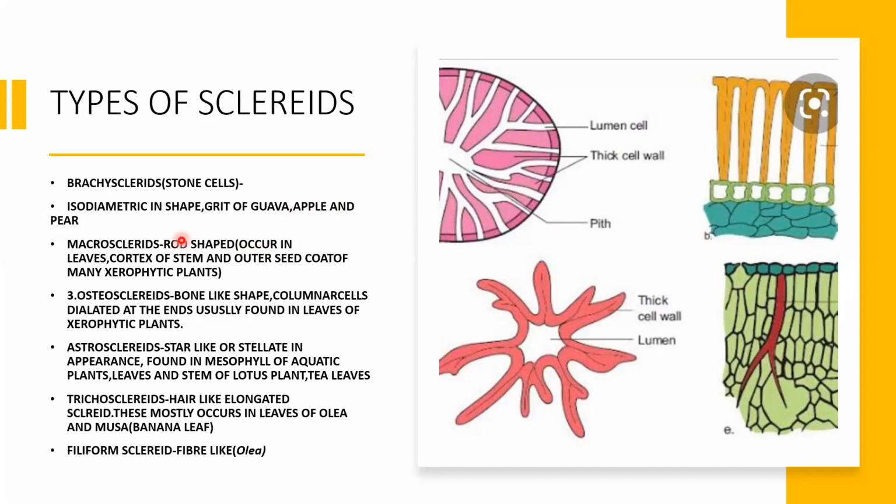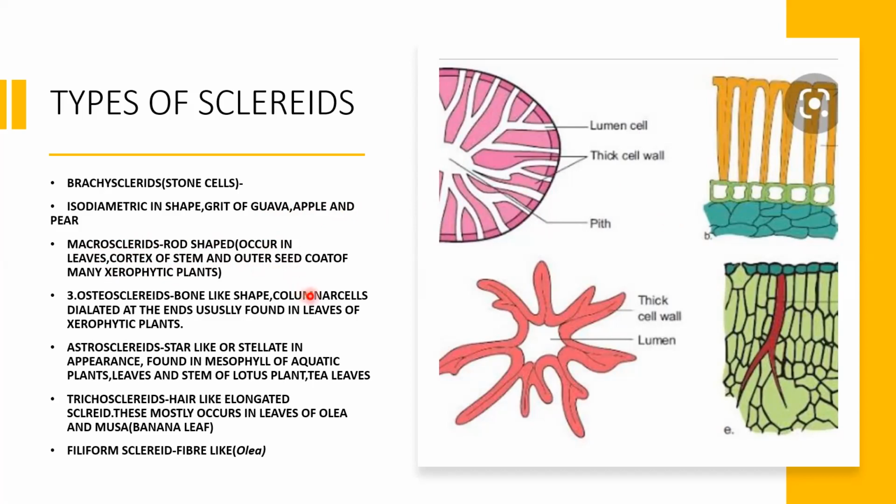The second category is macrosclereids. Now these are rod shaped. This yellow colored part is showing macrosclereids. Rod-shaped ones occur in leaves, cortex of stem, and the outer seed coat of many xerophytic plants. Xerophytic plants are plants which grow in dry conditions.